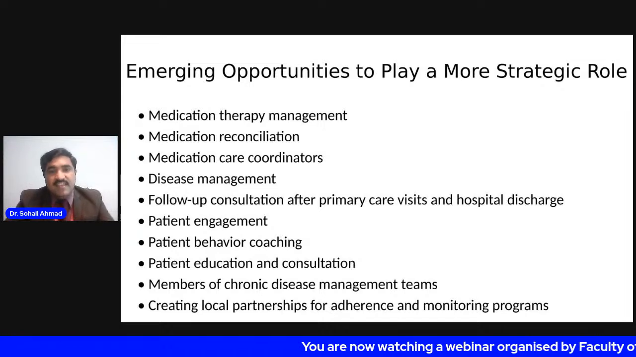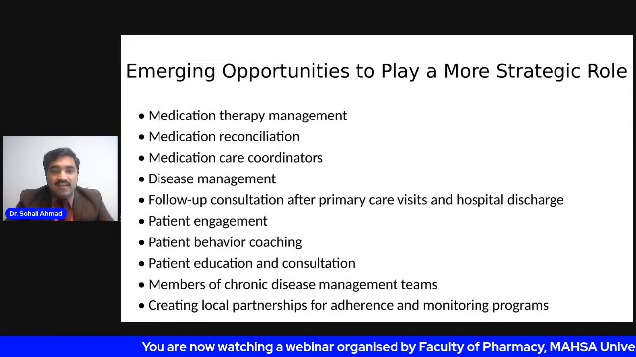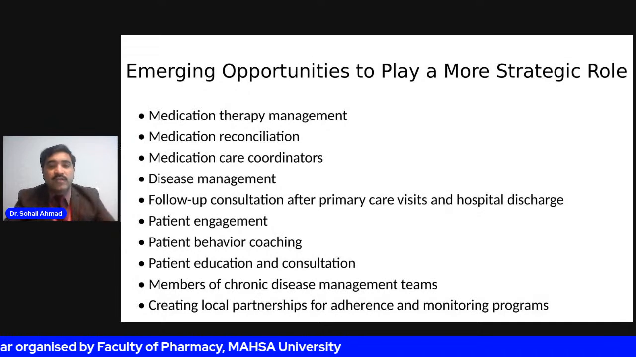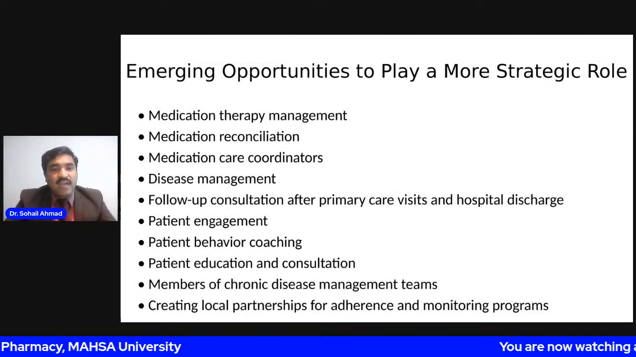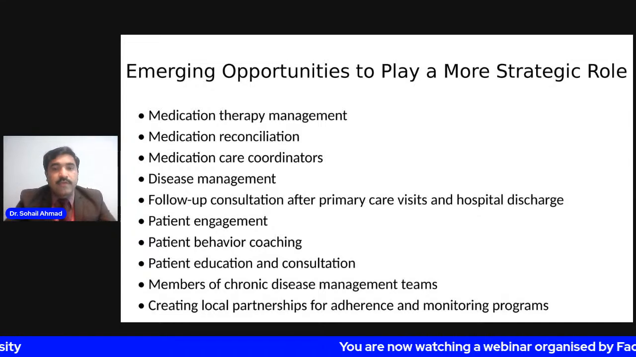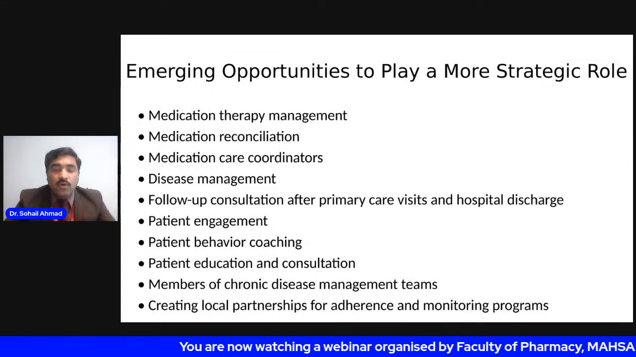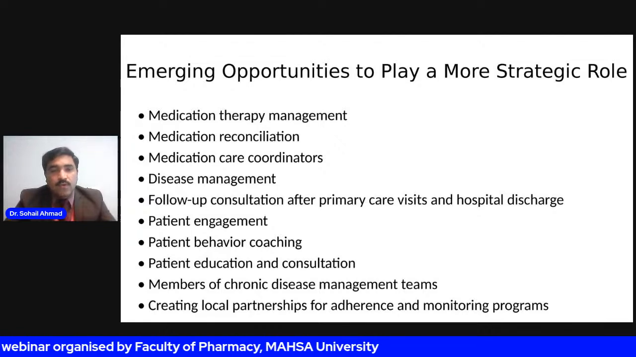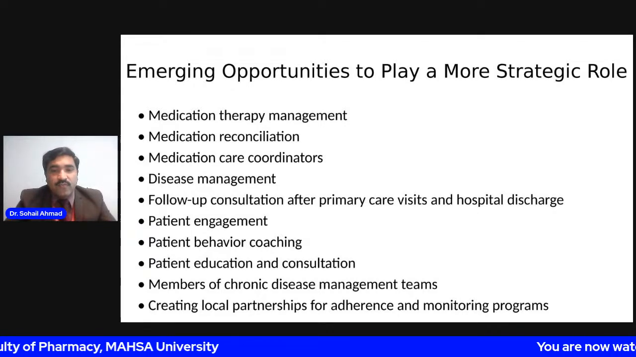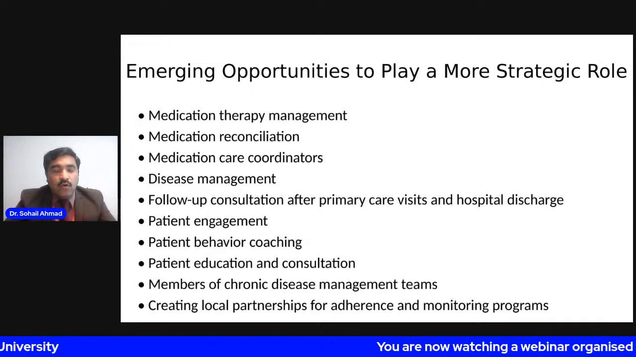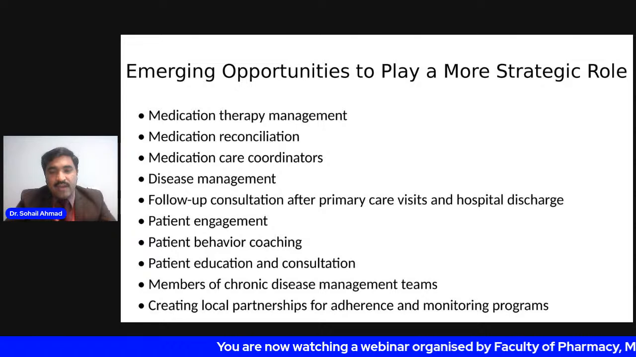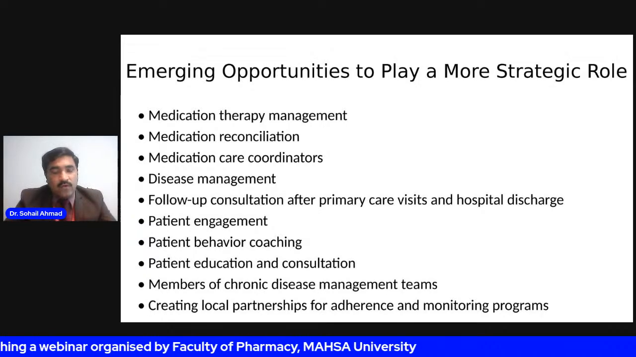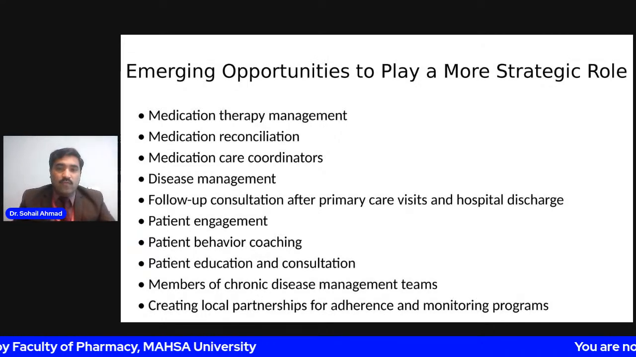And then these skill sets can only be inculcated in their personality once they have trained accordingly during their educational years. They can be active members of chronic disease management teams, creating local partnerships for adherence and monitoring programs. And Malaysia has a very good system called MTAC, Medication Therapy Adherence Clinic, where the pharmacist is actively involved to ensure that the patient remains adherent to the treatment, and then pharmacists check the efficacy and safety of the prescribed regimen for that specific patient.